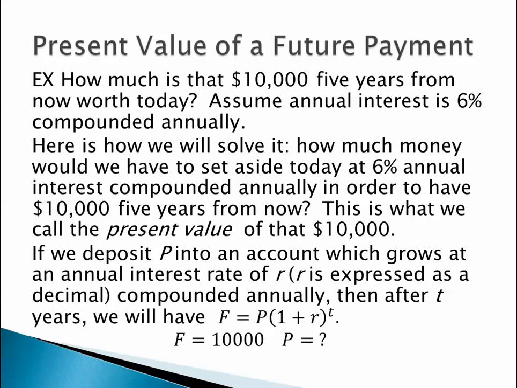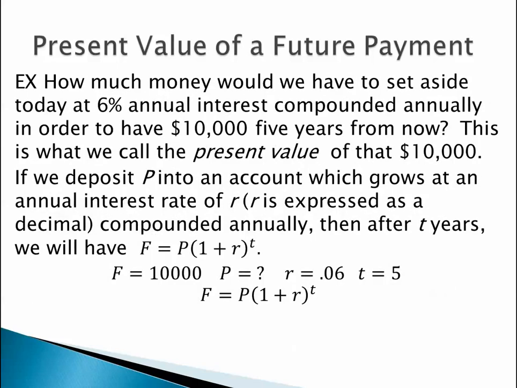P is what we don't know. We want to know the present value of that $10,000. We want to know how much we'd have to set aside today in order to have $10,000 in the future. So that we don't know. R is the interest rate expressed as a decimal, that's 0.06. T is the number of years, and that's 5.